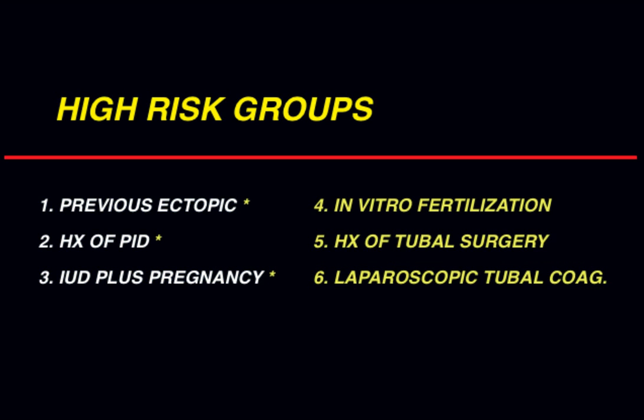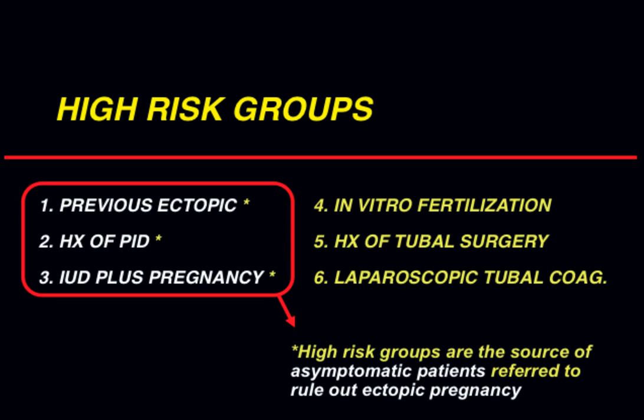The left side of this list is important to us because these are women who are the source of asymptomatic patients who show up in your lab with a requisition that says, rule out ectopic pregnancy. Having said all of that, there is only one risk factor that we must all keep constantly in mind. Any woman of childbearing age is at risk to harbor an ectopic pregnancy.